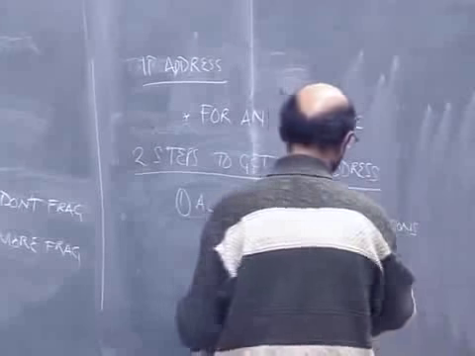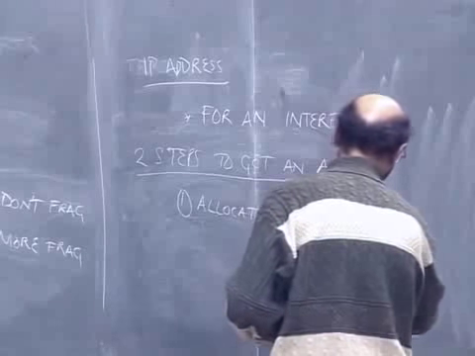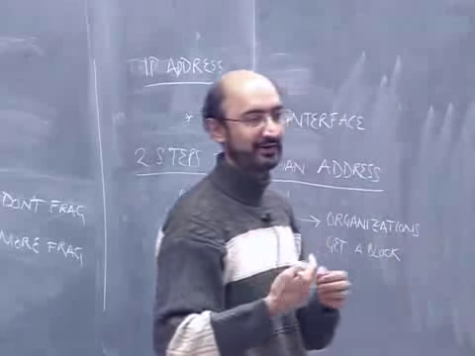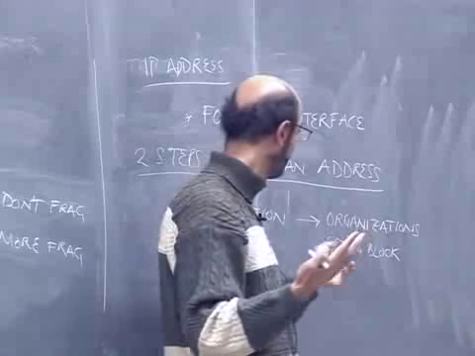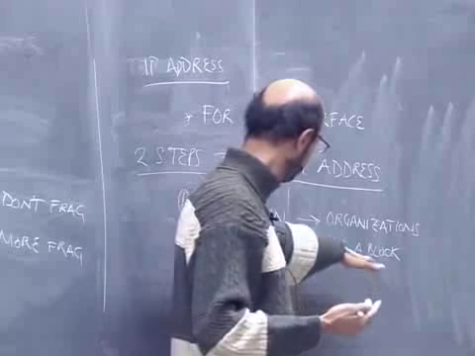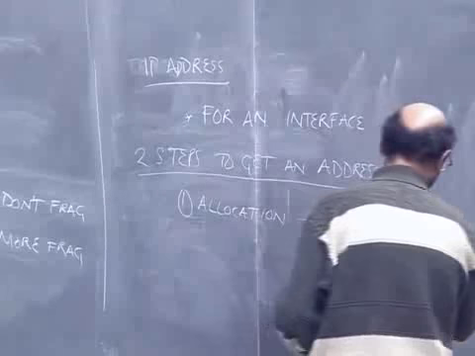Okay, and the organizations will get an address block, get a block. And we know what a block means. It's like a /20 or a /25, whatever. Not a /32, I'm sorry, but a /16. They get a block of addresses.